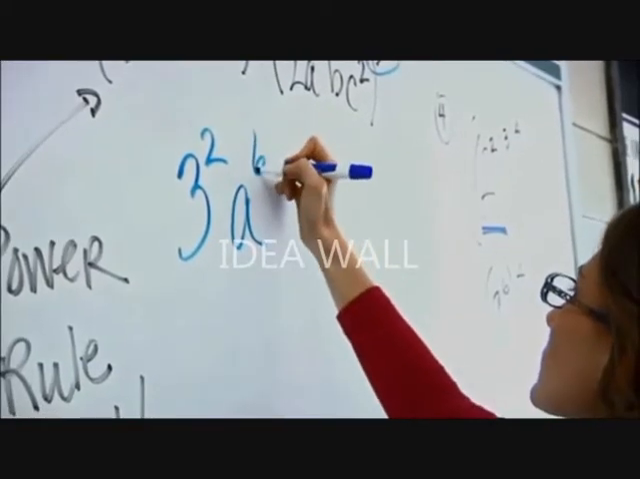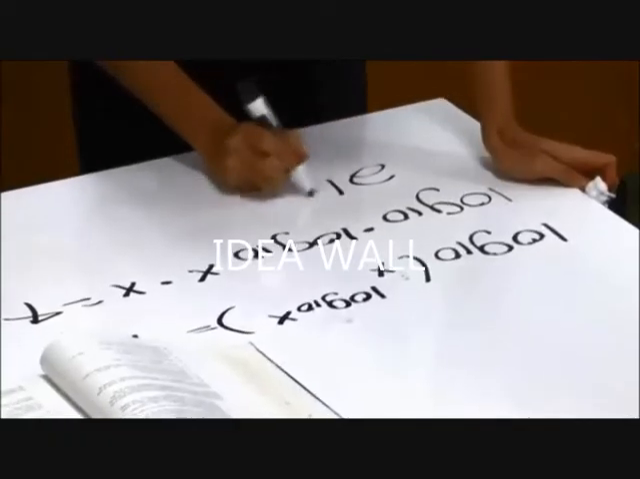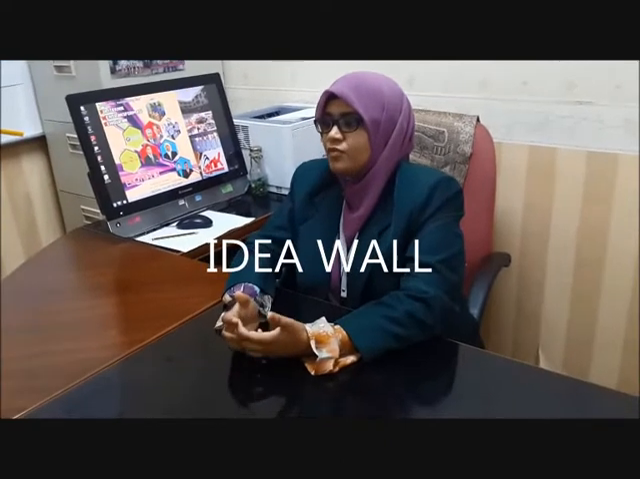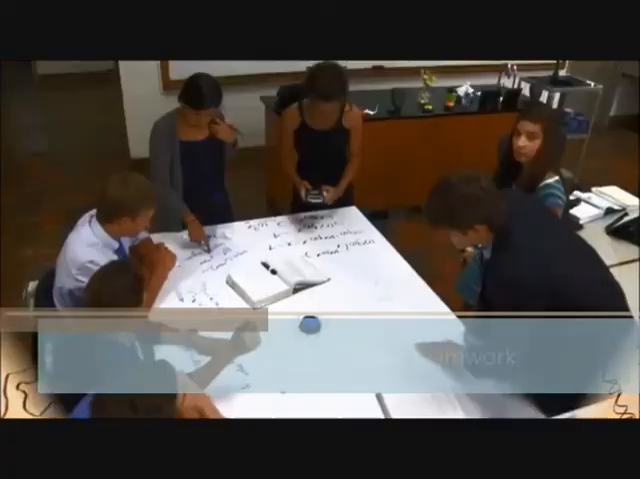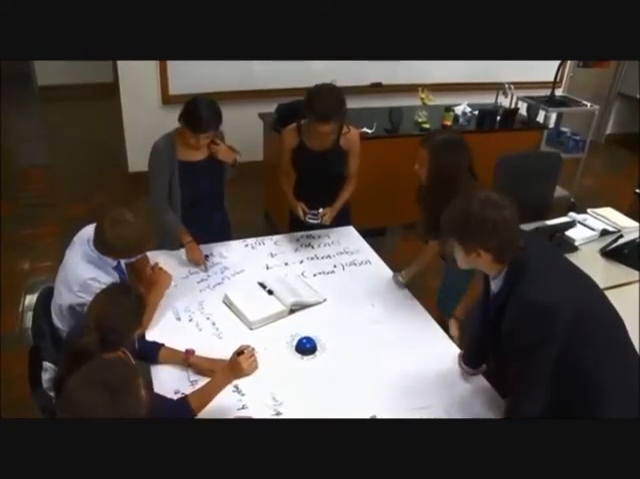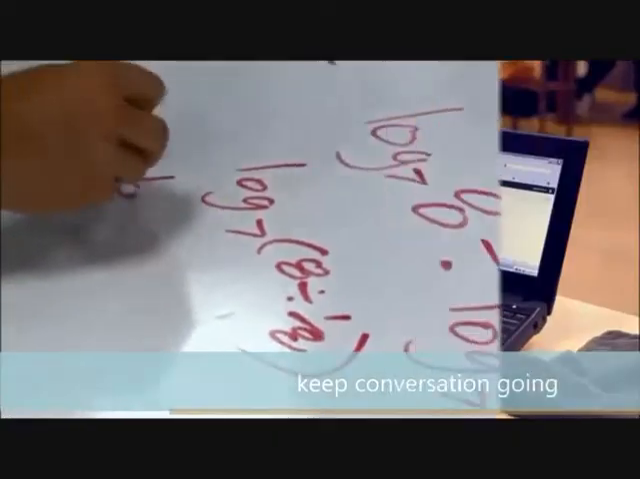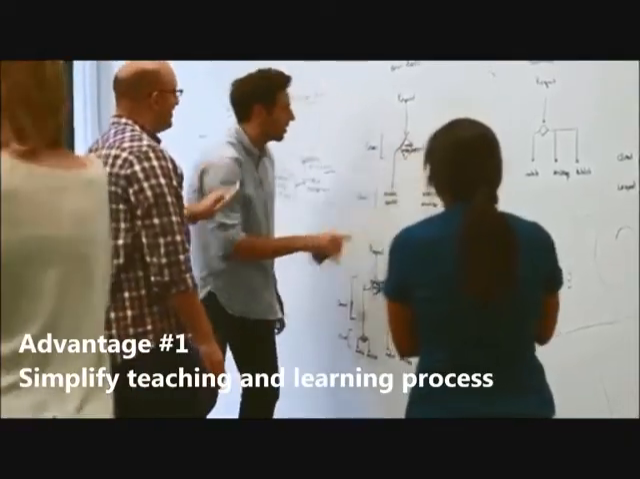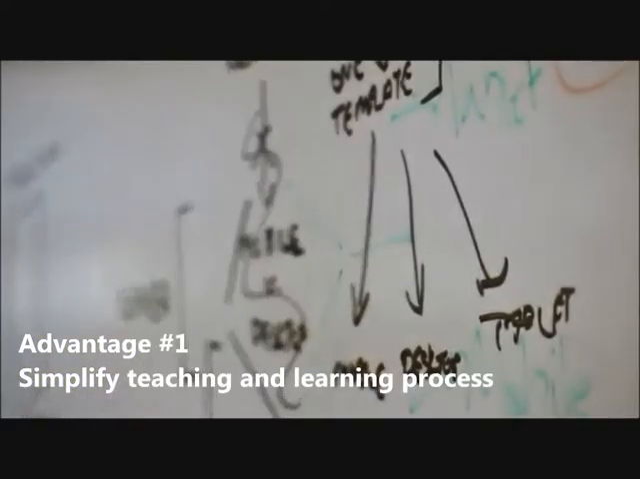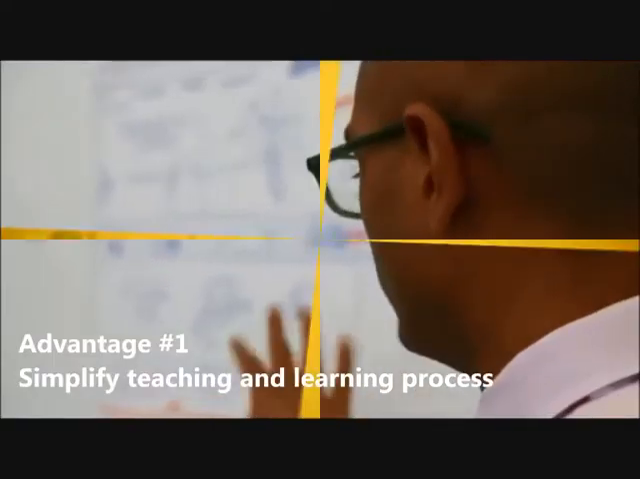So, we came up with this idea that can transform the classroom into a very big wall full of whiteboard. This idea is to paint the wall and the table with whiteboard paint. This will give 360-degree space to write and share their ideas and solutions among the students. The advantages of this idea wall are, first, it can simplify the teaching and learning process.